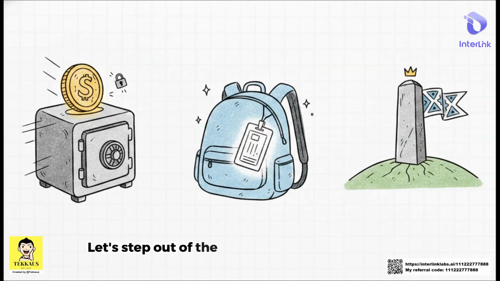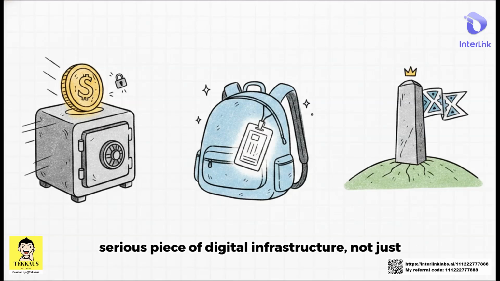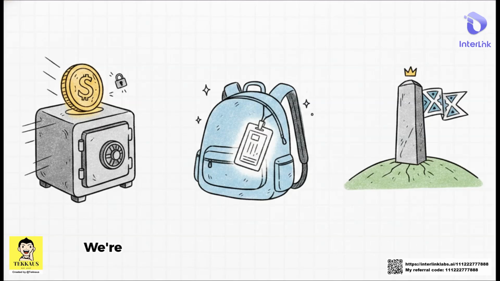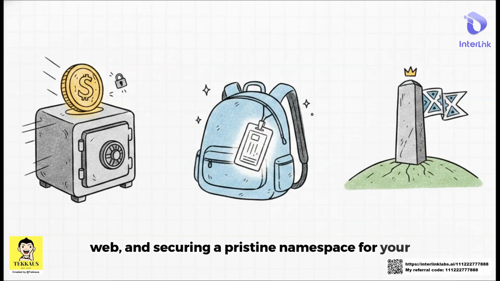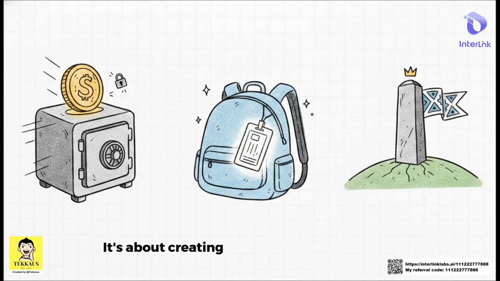Let's step out of the underlying code for a minute and look at practical applications. The source material really emphasizes that INS is a serious piece of digital infrastructure, not just some vanity project. We're talking about sending crypto safely without the constant fear of address errors, building a portable identity that travels with you across the web, and securing a pristine namespace for your DAO. It's about creating a recognizable brand that routes users safely to your authentic websites and profiles, effectively protecting them from phishing and scams. That is a huge deal.